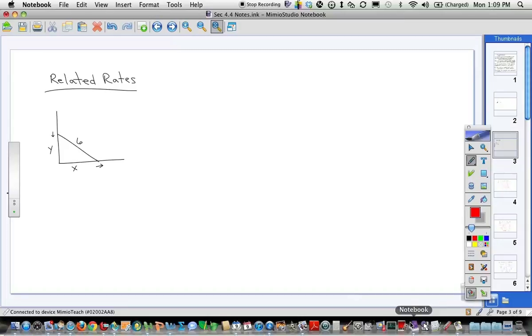The rate that the ladder was sliding down the wall. What would I label that? Y prime. Now, I probably should make you label these dy dt, but I'm not going to. I'll mix it in sometimes, but a lot of times I like to just use y prime. But we have to remember that that's with respect to t. Okay? And that is what we're trying to find in this problem.